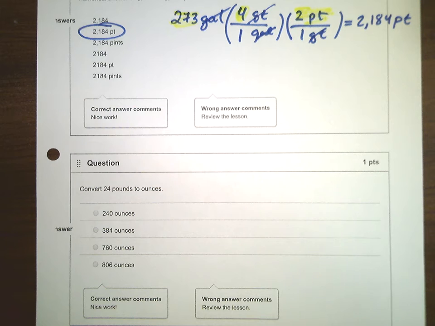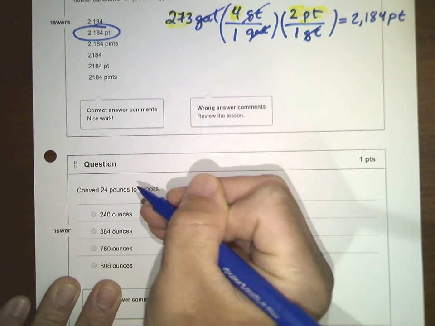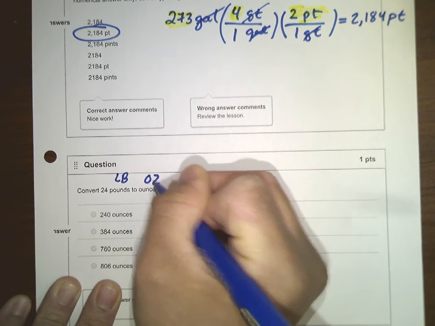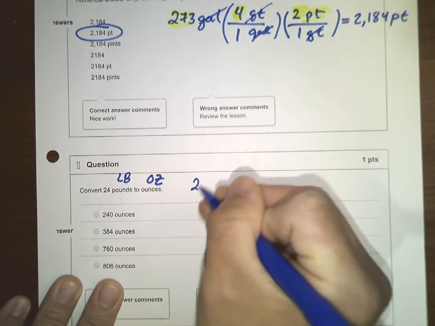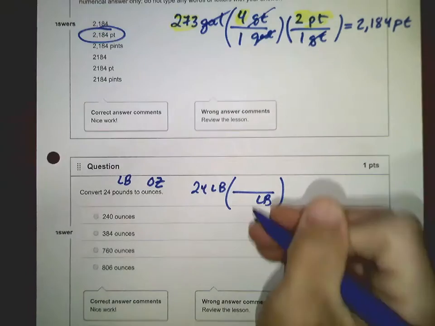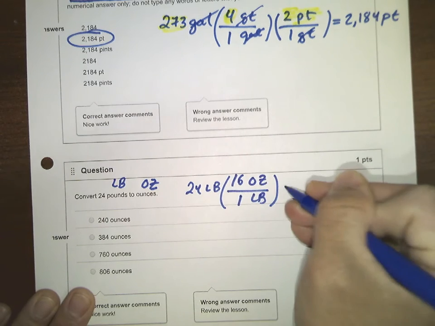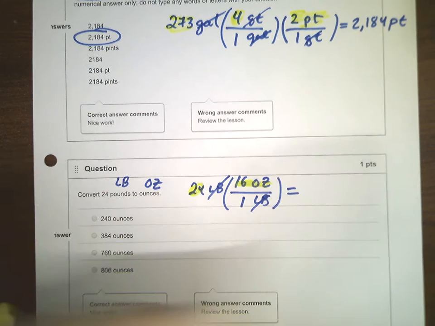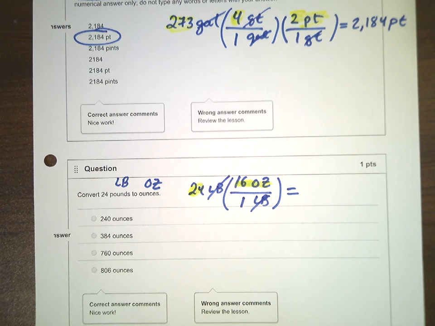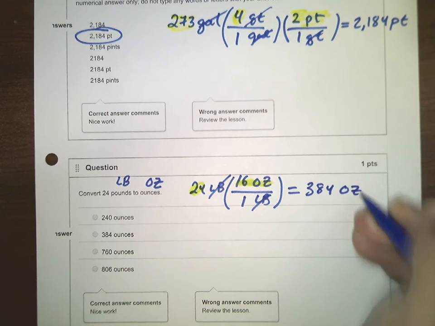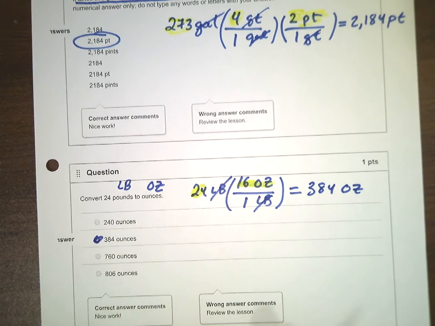All right, let's try another one. We have 24 pounds to ounces. So pounds will be LB, ounces OZ. So we have 24 pounds, and we need the pounds to divide out. So I see that 16 ounces is equal to 1 pound. So I'll write 1 pound, 16 ounces, and the pounds divide out. So I have 24 times 16 ounces. So 24 times 16 is 384. So this is 384 ounces. There you go. There's your answer. What a time to be alive.